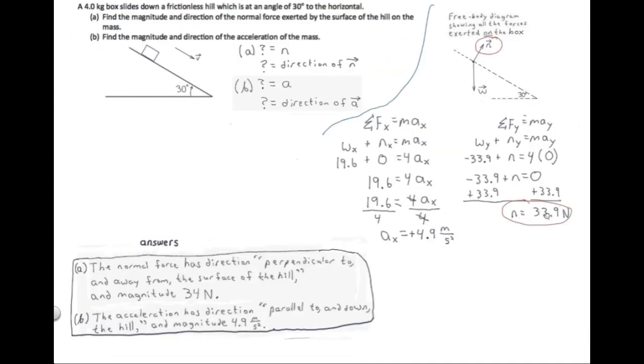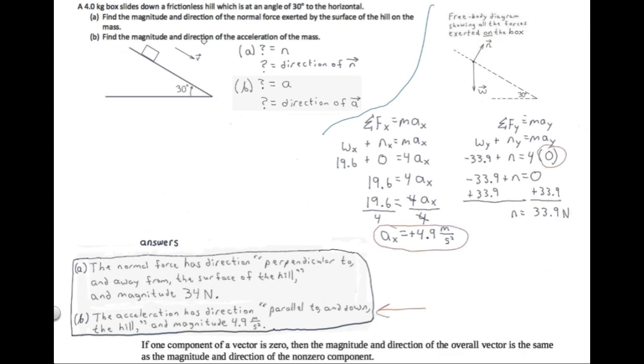Here, we determined that the magnitude of the normal force is 33.9 newtons, which I'll round off to 34 newtons. And here, we determined that the direction of the normal force could be described as perpendicular to and away from the surface of the hill. We also have to answer the magnitude and direction of the acceleration. Well, we've determined that a sub y is 0, and that a sub x is positive 4.9 meters per second squared. This acceleration mathematically came out to be positive, and we've discussed that it's a good idea to include plus signs in front of positive components, so I've done that here.